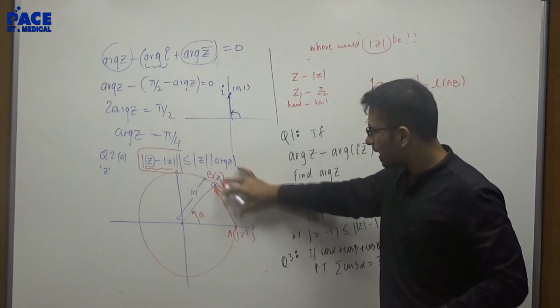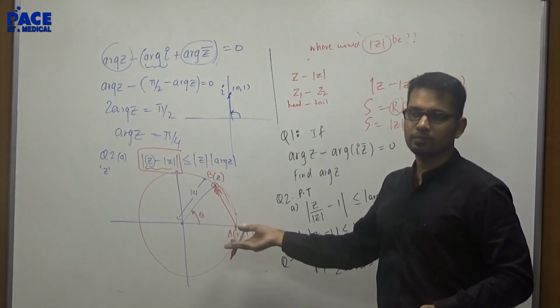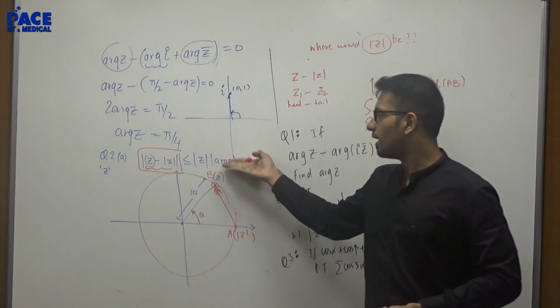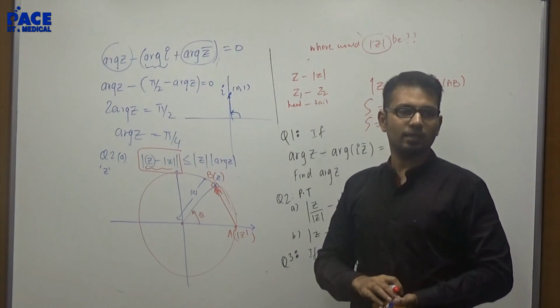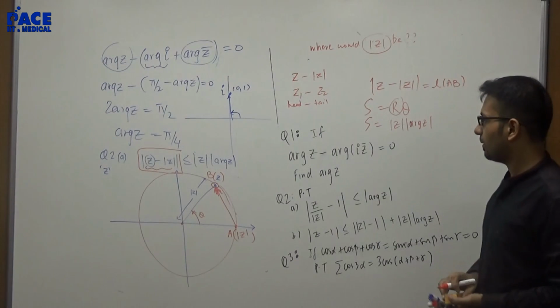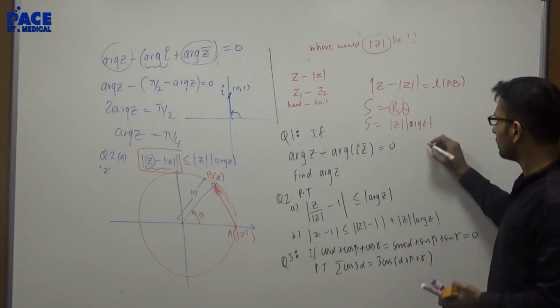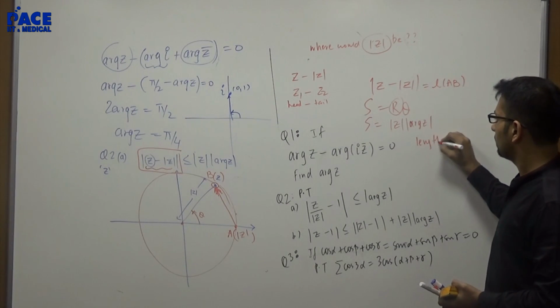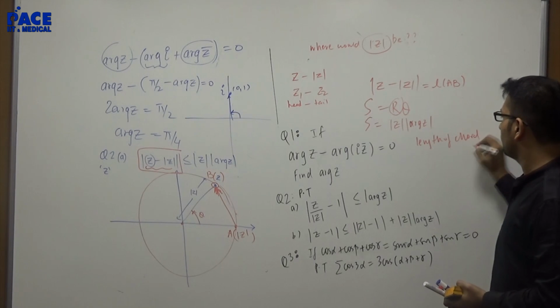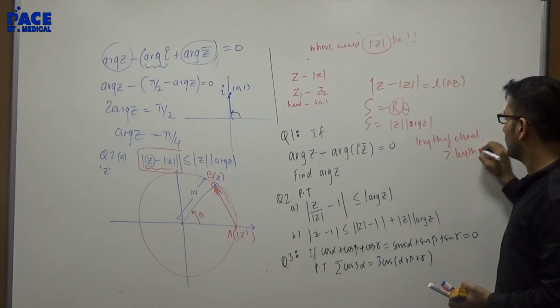Obviously, length of chord बड़ा है कि length of arc बड़ा है? Length of arc. Arc बड़ा है. Therefore, you have RHS being greater than LHS. समझ में आया? Okay, ठीक है. So here, length of chord is greater than length of arc.